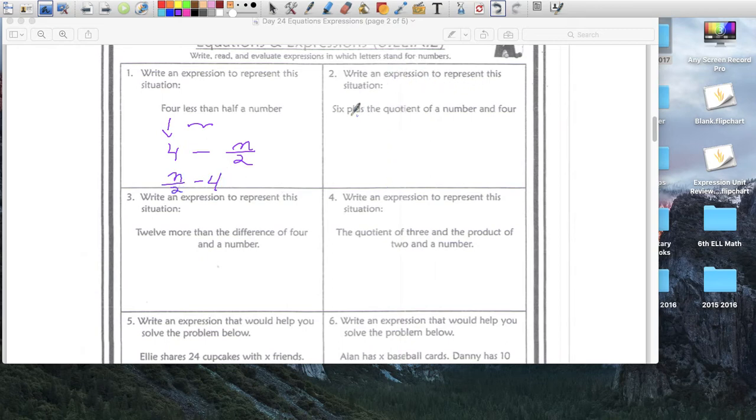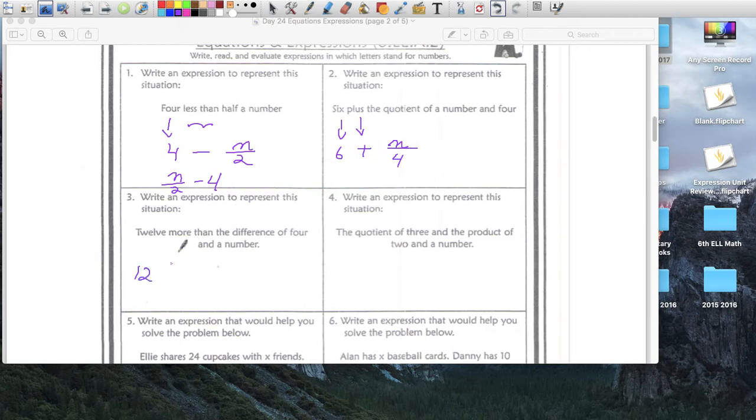Write an expression again. 6 is 6. Plus is plus. Quotient means division. So I'm going to use a fraction bar to represent that in this case, of a number n divided by 4. 6 plus n divided by 4.